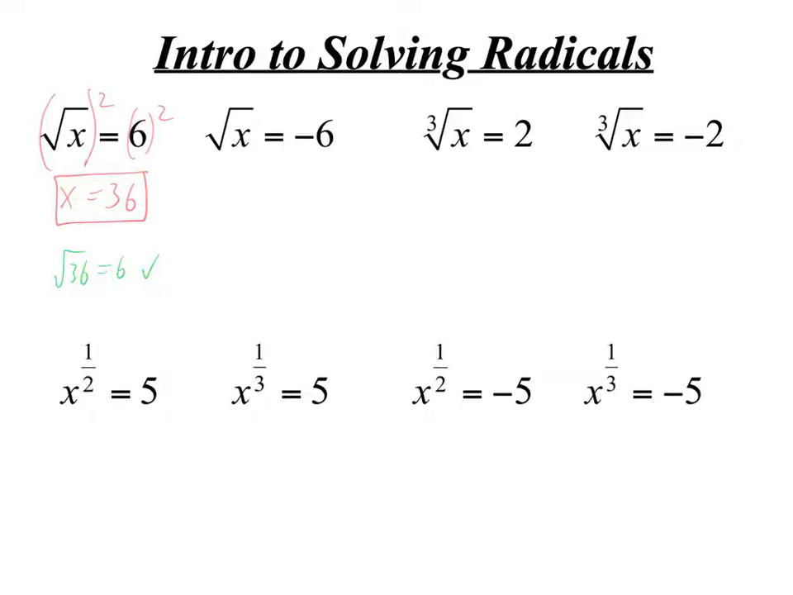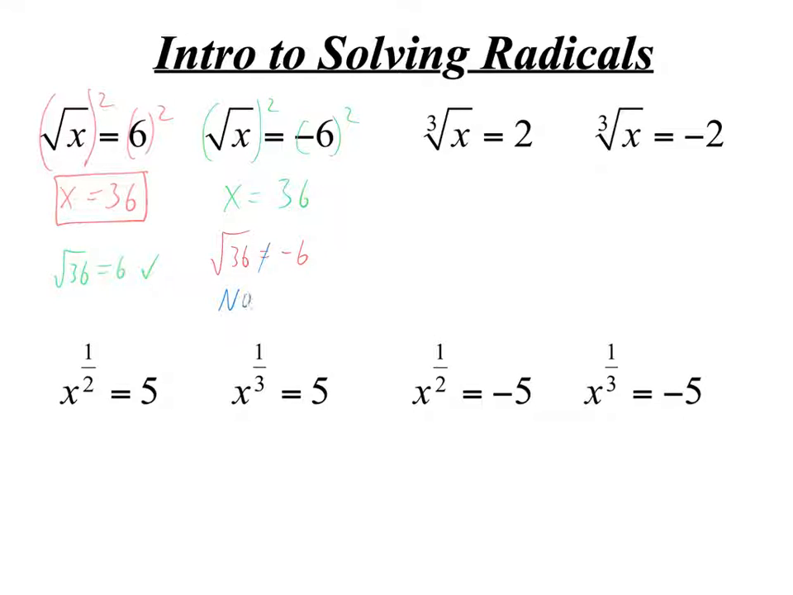But look at this next one. Some of you might tell right off the bat it's impossible, because you can never square root something and get a negative 6 out. Watch. If I square both sides, won't that be x equals 36? But here's the problem. When I plug 36 back in, does the square root of 36 equal negative 6? No. That is not equal to it.